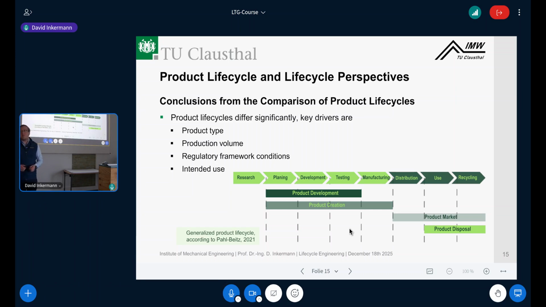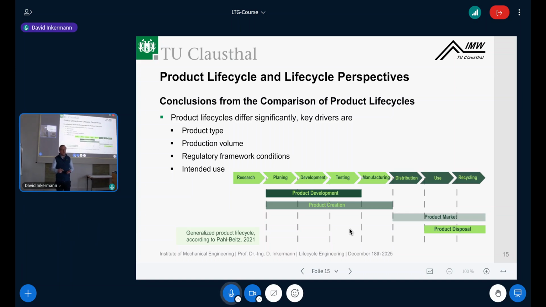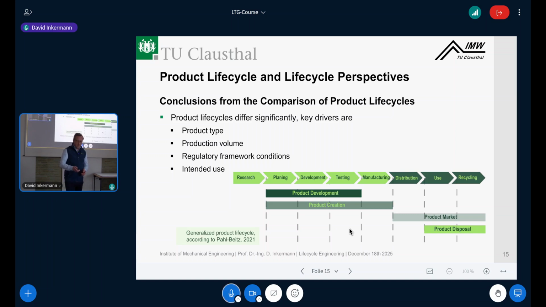And here you can, on the one hand, observe the type of the product: is it a single-use product, or is it a multi-use product? Is the production volume high or low? What are the framework conditions or boundary conditions, and the intended use? And the intended use case is for sure greatly affecting the life cycle itself. And that is basic for life cycle planning.